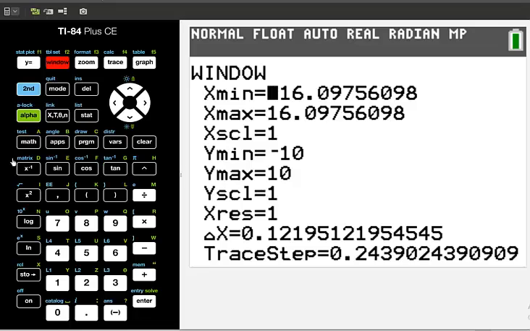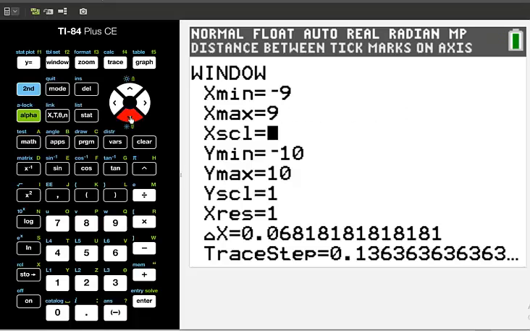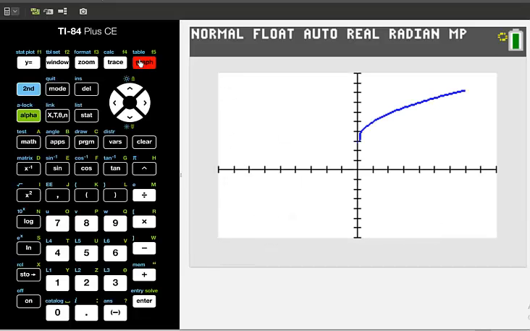So the paper went from about x equals -9 to 9, counting by ones. And then the y values went from -7 to 10, counting by 1. So I think I'm all set. And I'll hit graph, and I'm just expecting to see similar to what I had.